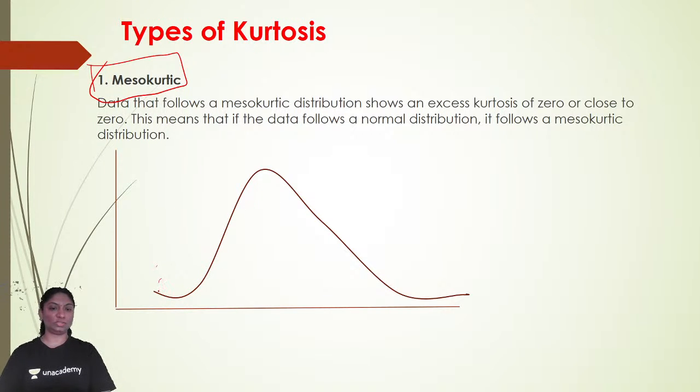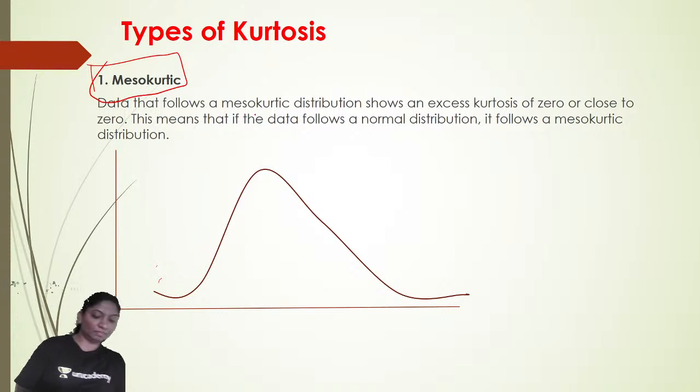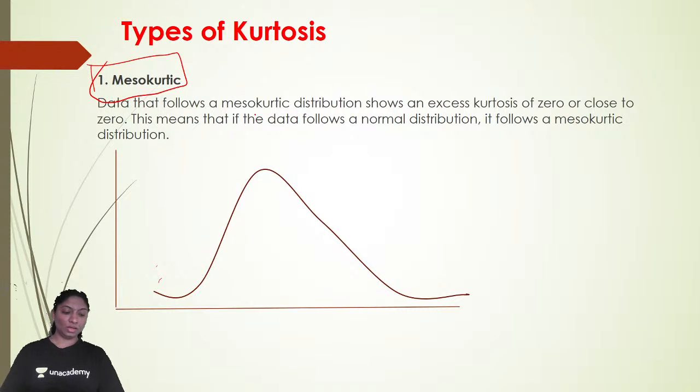This one is the normal distribution, the mesokurtic distribution. Assume that this is a normal distribution. Now it follows the mesokurtic distribution. It indicates the values of beta 1 and beta 2. So what will be the value of beta 2? Beta 2 is 3. So the value of beta 2 is 3.